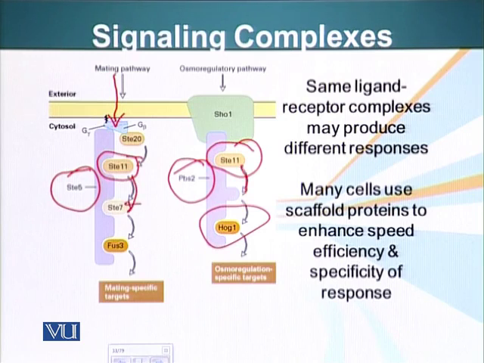Here, because the scaffold is different, STE11 cannot attach to STE7. Instead, STE11 is going to end up activating the HOG protein. So same ligand, same receptor, same intracellular machinery, but if one of those components, for example the scaffold protein, is different, the two cells will produce a different type of response.